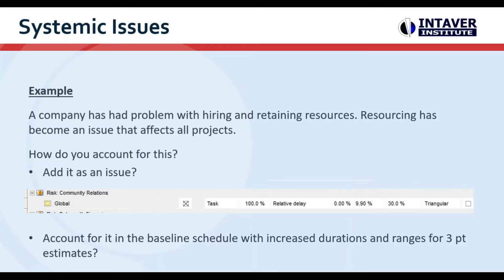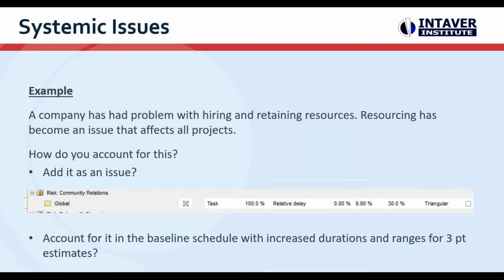So this is an example. A company has a problem with hiring, obtaining resources. Resourcing has become an issue that affects all projects. At the project level, they have less impact on how that's going to be resolved, because that's going to be held up at a higher level, program or company level. But how do you account for it?